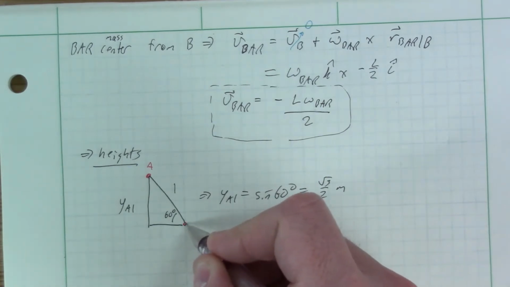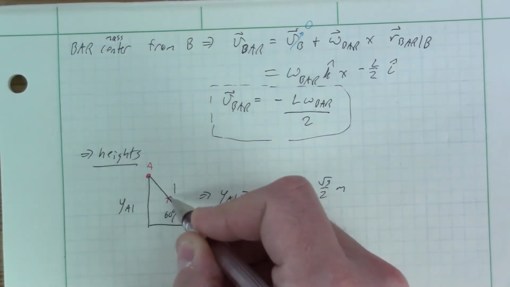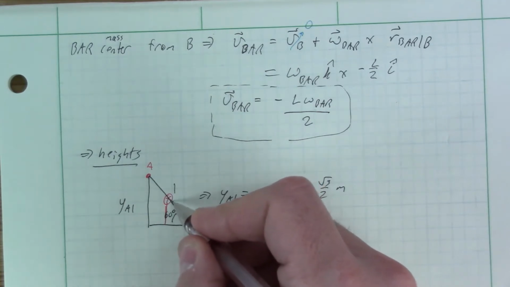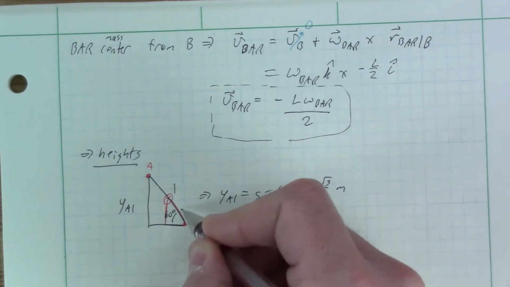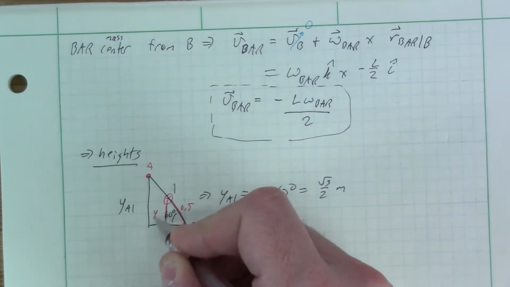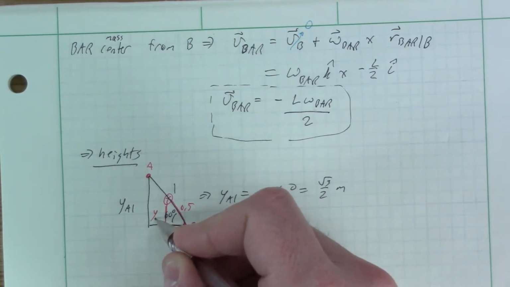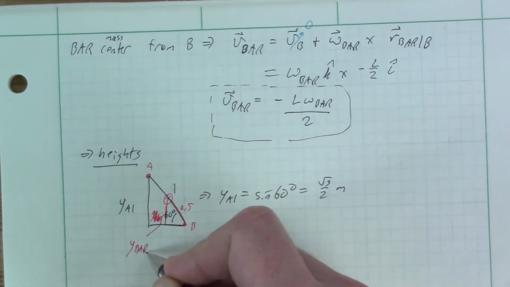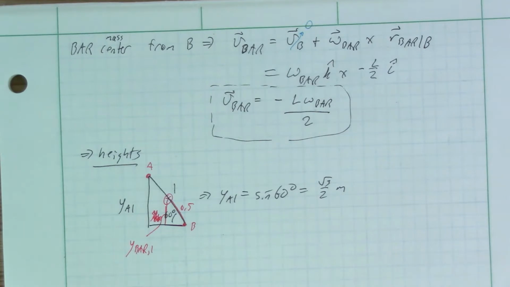Okay, now you could also go into this exact same triangle, because this is A and this is B. Well, the bar's center of mass is right there, and that is also the same triangle here, but this triangle now is 0.5, and this is Y bar 1. Y bar 1 is that leg of the triangle, that leg of that inner triangle there.